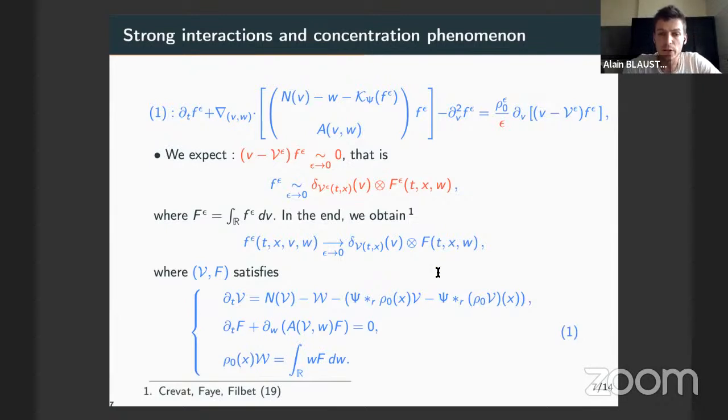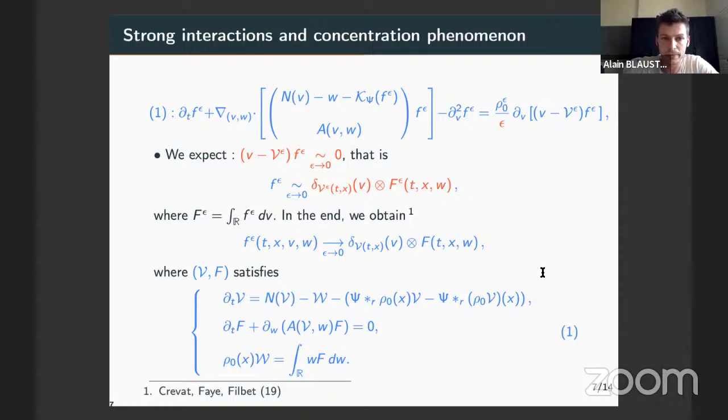Okay, so this is where I started. This work had already been done by Crevat, Faye, and Filbet in a setting without the diffusion term. So here for this analysis, the diffusion term doesn't matter. And they proved rigorously this convergence. They prove basically that f epsilon concentrates with respect to the potential variable v. This is why we say that we study concentration phenomena.